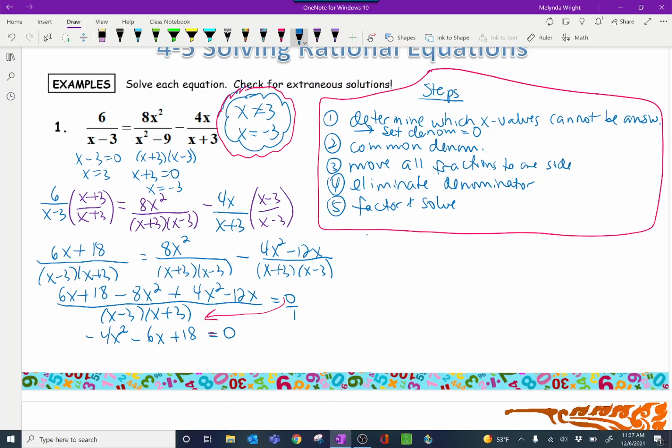Let's see. I don't really like factoring with a leading coefficient negative, so I would multiply everything through by negative 1. That gives me 4x squared plus 6x minus 18 is 0. Then we would factor.